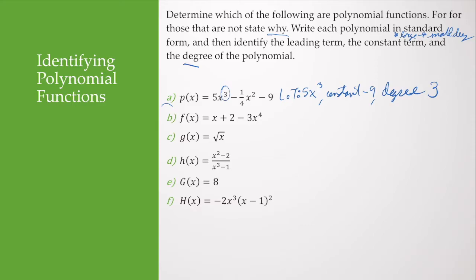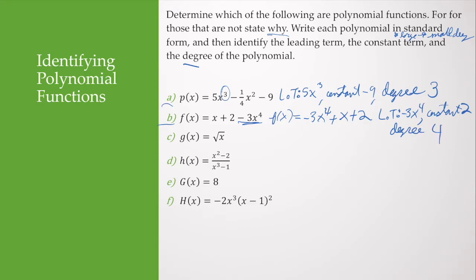Next, let's take a look at example B. f(x) equals x plus 2 minus 3x to the 4th. Is this a polynomial? Yes, but it's not written in standard form. I want my largest degree term first, and we go from a decreasing degree. My leading term in this case is -3x to the 4th. My constant is 2, and my degree is 4.